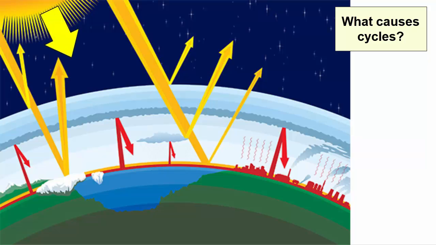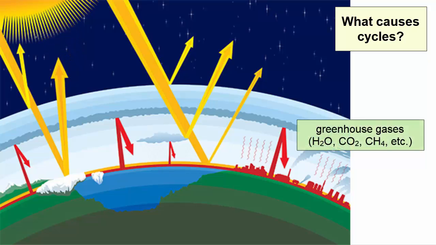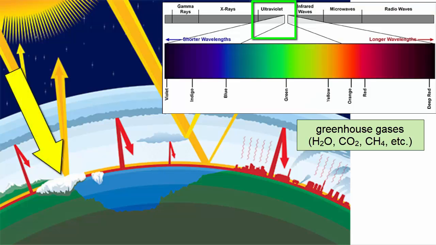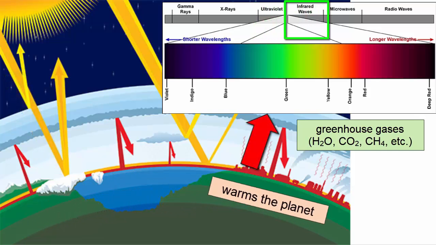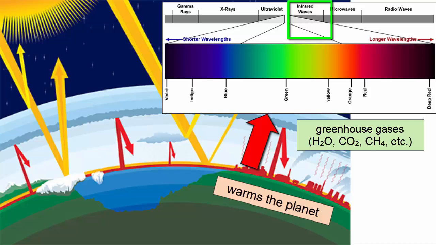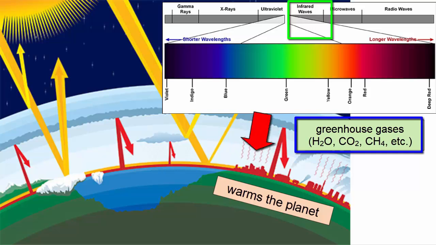The amount of energy the sun radiates will fluctuate over time in cycles. The amount of greenhouse gases in our atmosphere changes with time. When sunlight passes through the atmosphere, it does so as short wavelength radiation, mostly ultraviolet (UV) and visible. This radiation heats the planet's surface. That heat radiates back out to the atmosphere, but as longer wavelength IR, or infrared, radiation. Greenhouse gases in the atmosphere trap those longer IR waves and thereby keep the planet warm.